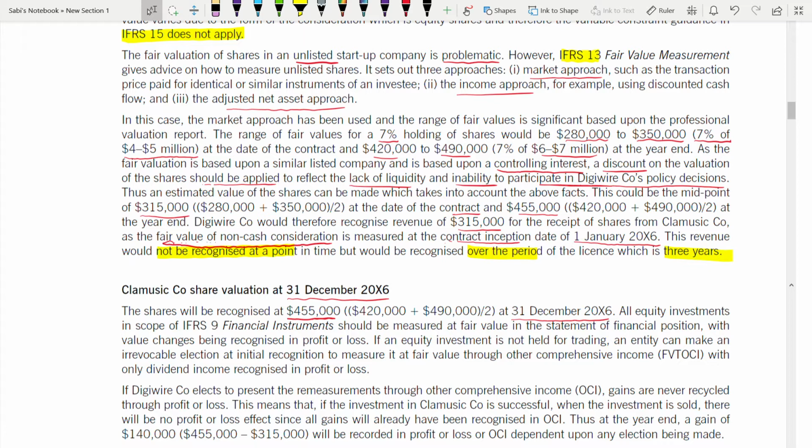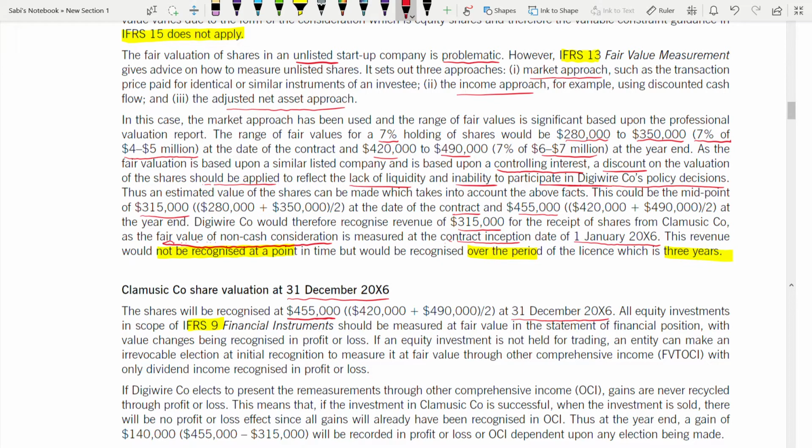This is how you question yourself and learn which IFRS will come. So equity investments are dealt under which IFRS? If you remember that, your problem is solved. IFRS 9. Exactly. That's why it is IFRS 9, because all equity instruments are in the scope of IFRS 9 financial instruments. Should be measured at what? So IFRS 9 says it should be measured at fair value in the statement of financial position.